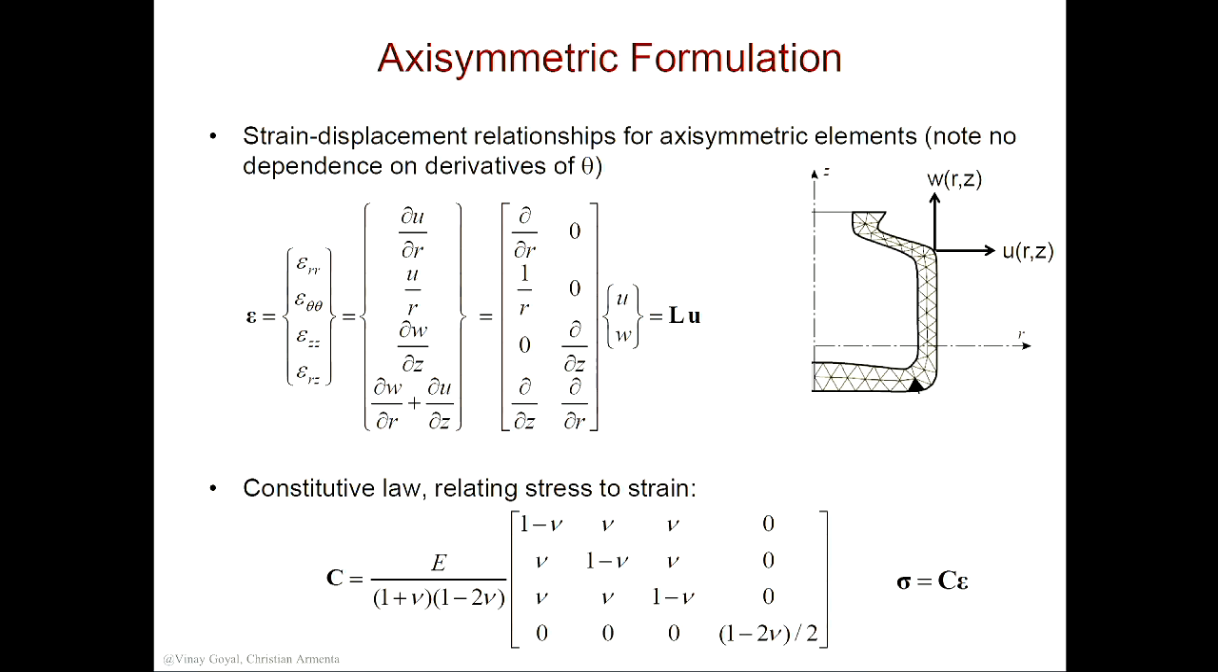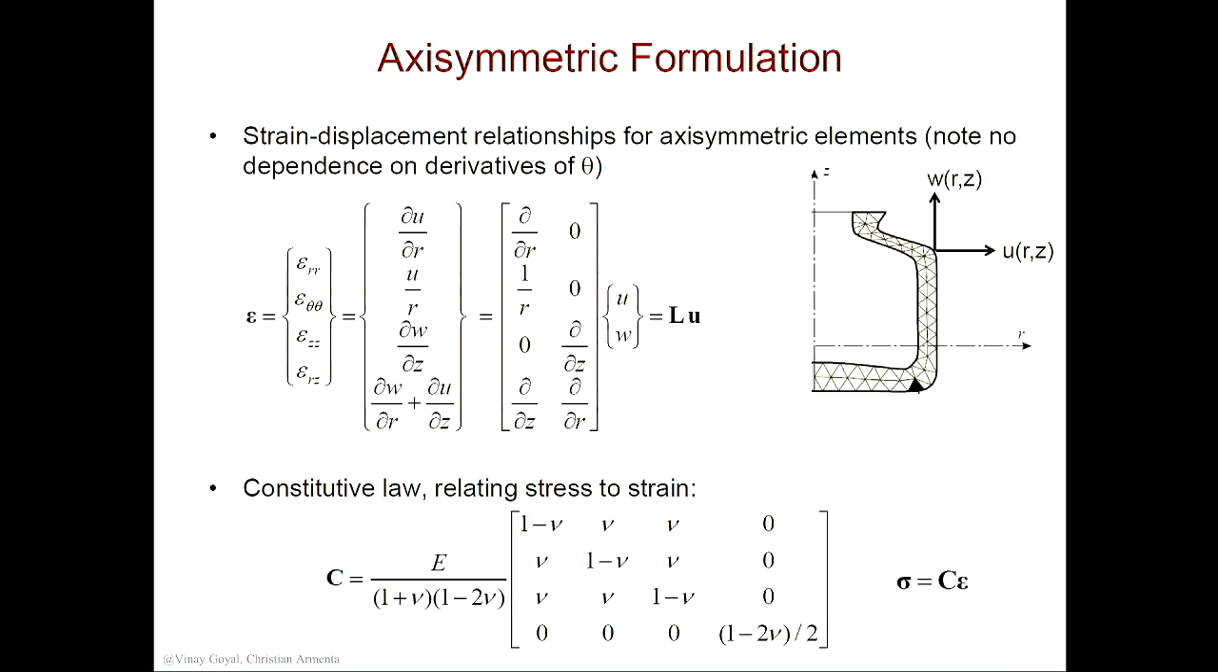The constitutive law in an axisymmetric formulation, because I have 4 strains now that I need to take care of, then you're going to have a 4x4 stress-strain relationship. So the stresses on the left-hand side, which are sigma RR, sigma theta theta, sigma ZZ, and sigma RZ, are related to the strains through this constitutive behavior.